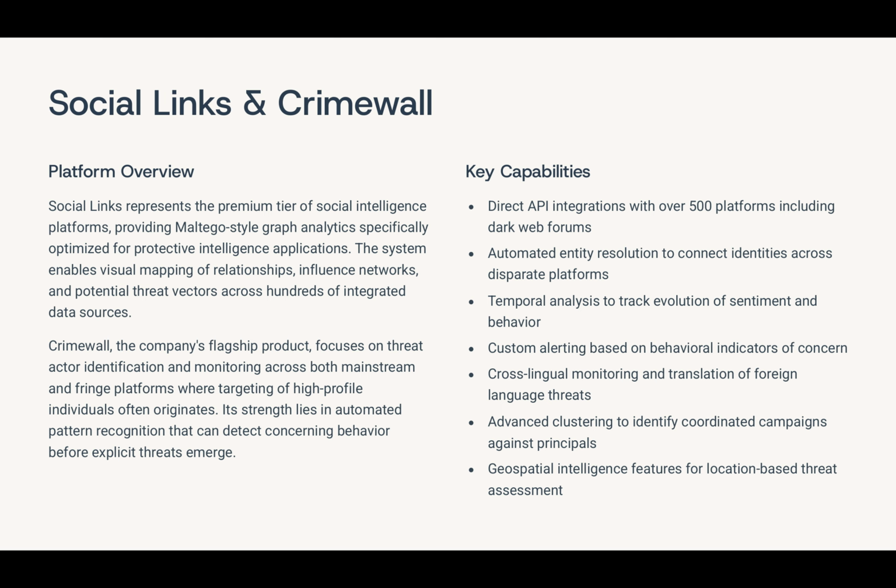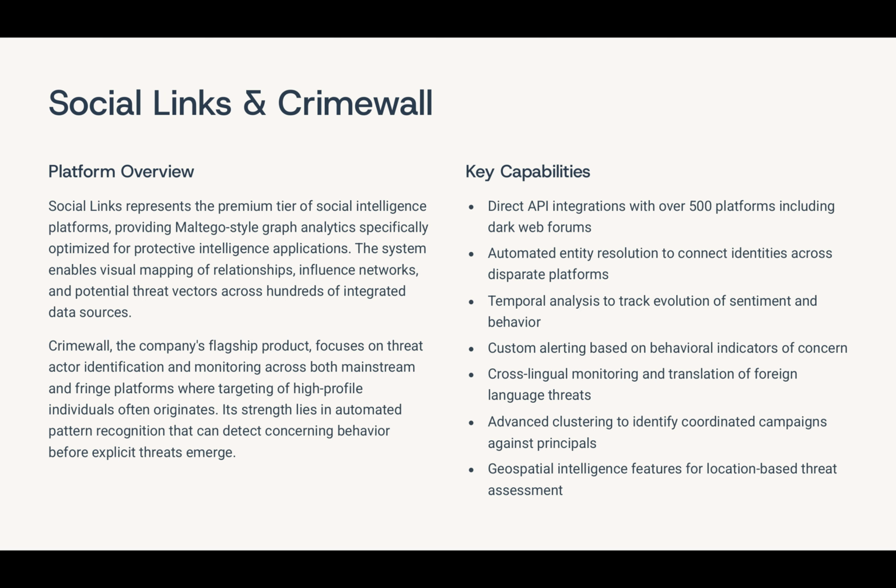The Social Links platform is considered a leading solution in the field, offering Maltego-style graph analytics that are fine-tuned for mapping relationships, influence networks, and emerging threat vectors. This visual mapping is powered by direct API integrations with more than 500 platforms, which include coverage of both surface web and dark web sources.